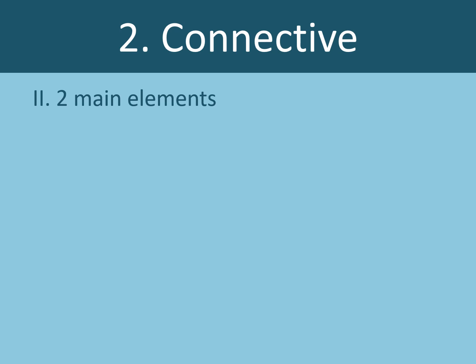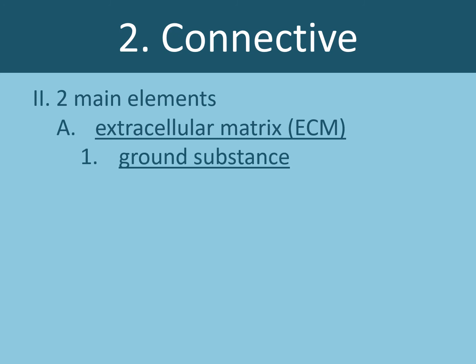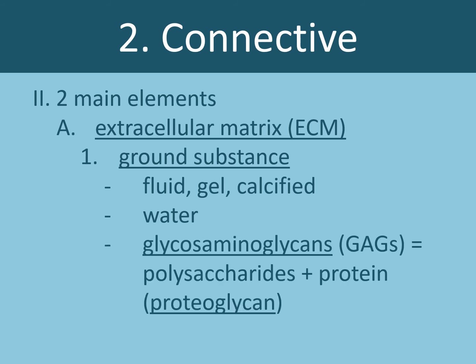The first element is the extracellular matrix. The extracellular matrix is itself made up of different components. First, the ground substance. This is the fluid or gel or calcified material of the extracellular matrix. It's composed of water and glycosaminoglycans, or GAGs. GAGs are polysaccharides and proteins, also known as proteoglycans.